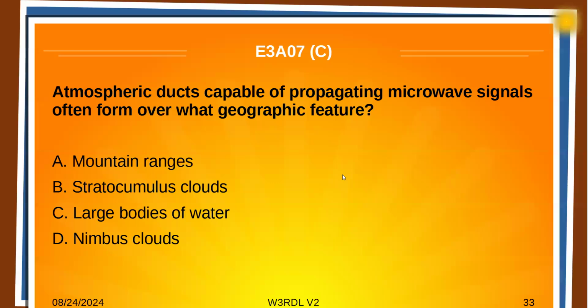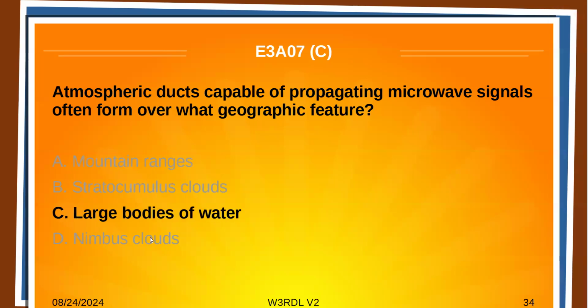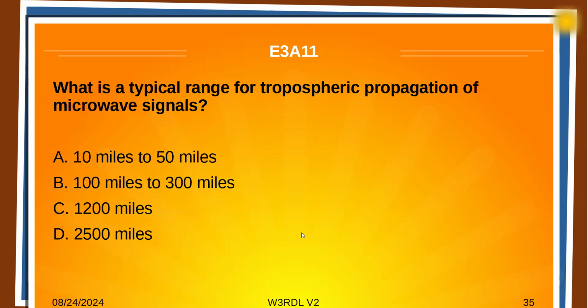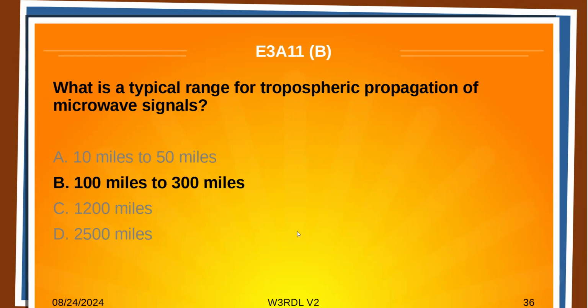So atmospheric ducts capable of propagating microwave signals often form over what geographic feature? That funny word saying Nimbus clouds are a geographic feature. Well, mountain ranges are. This is true. What is the typical range for tropospheric propagation of microwave signals? Bravo.